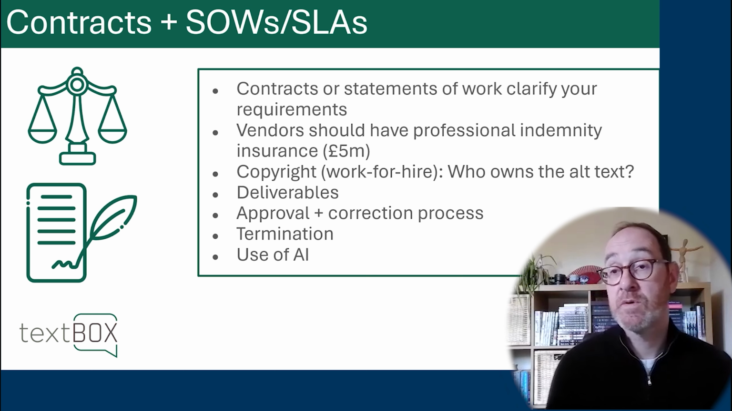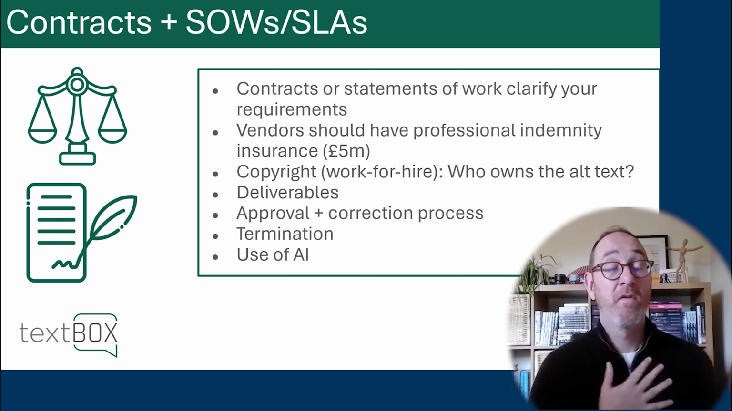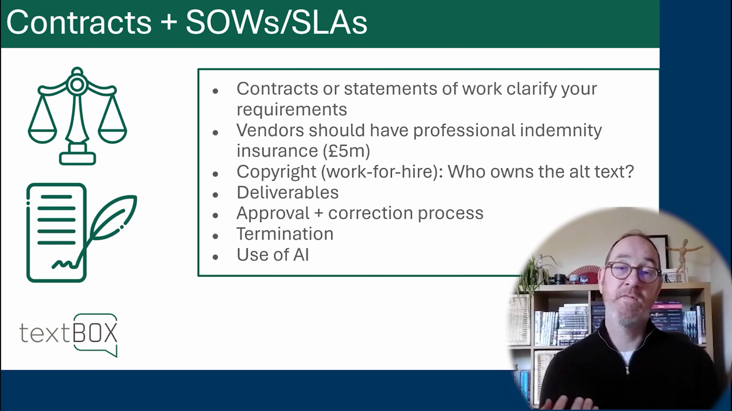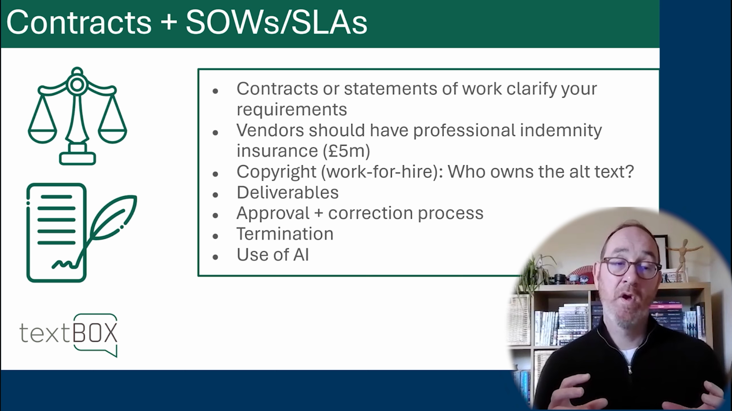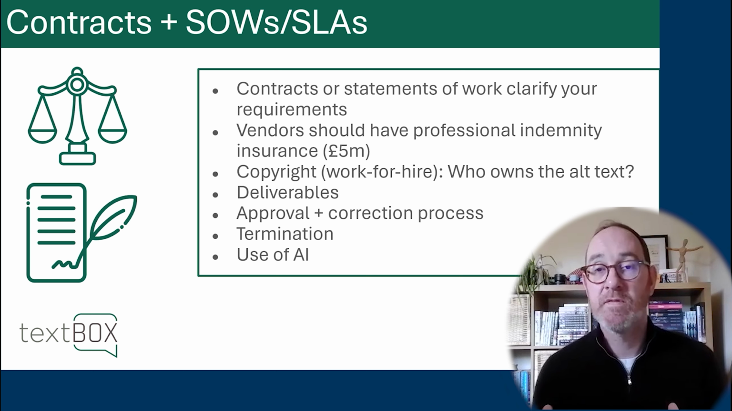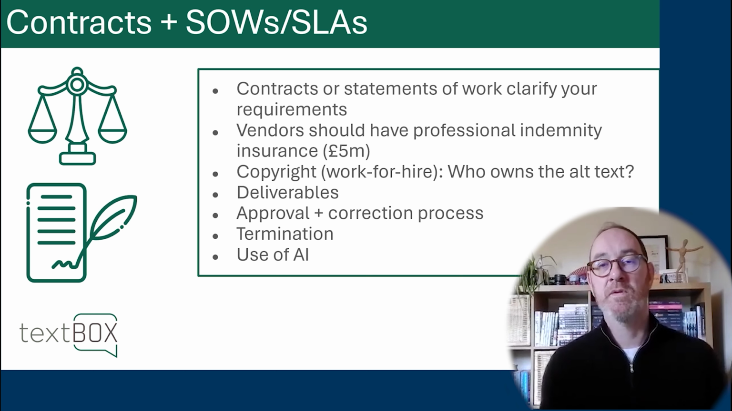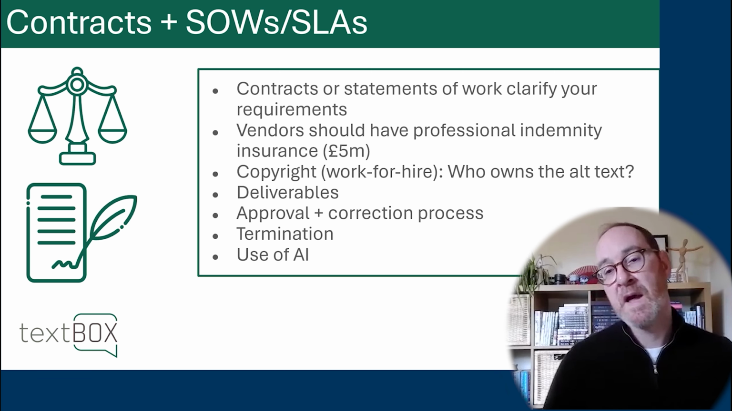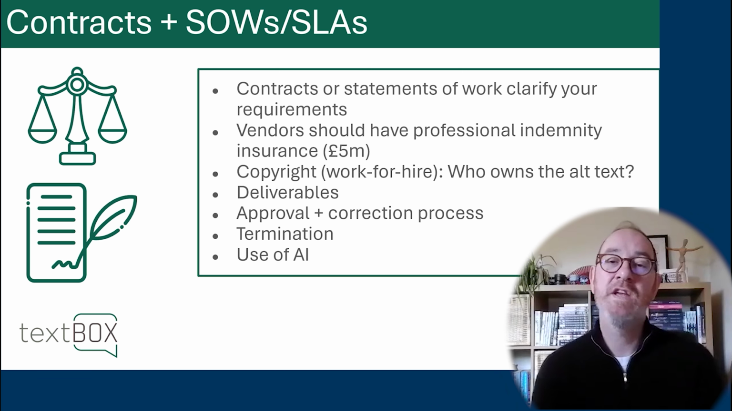Vendors should have professional indemnity insurance. For textbooks, we insured up to £5 million. And this covers you for any errors that may actually happen in the alt text. Just think about if a recipe, for instance, is been completely incorrectly described in an alt text, the issues that may arise from that. So make sure that your vendors are insured.